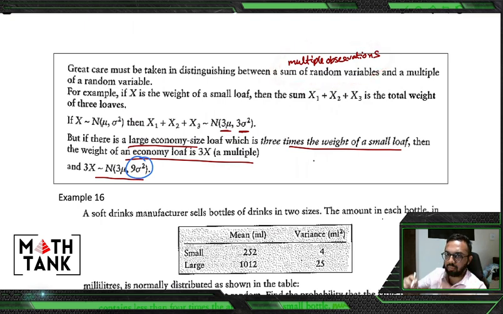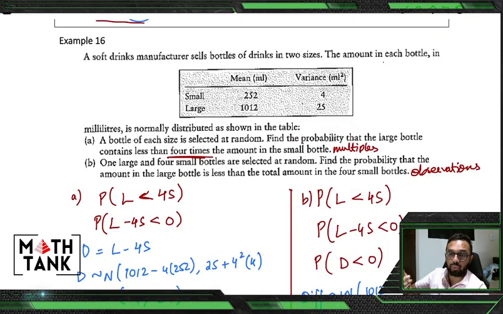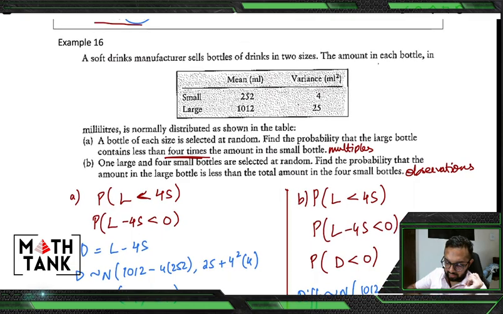So I generally call it multiple observations and multiples. So you need to decide whenever you're doing a question whether it's a question on multiple observations or multiples only. So this question again illustrates this idea.